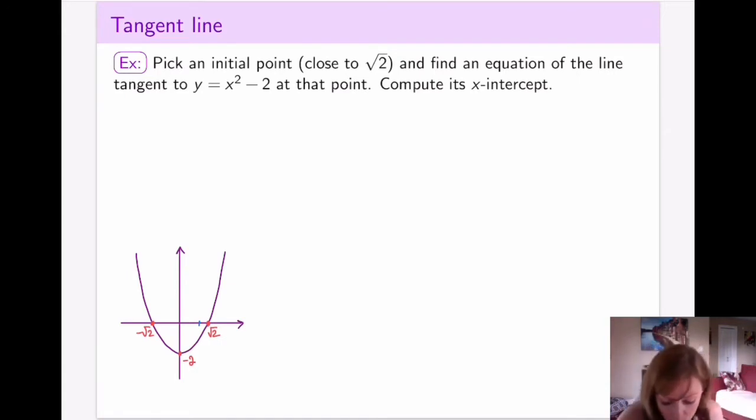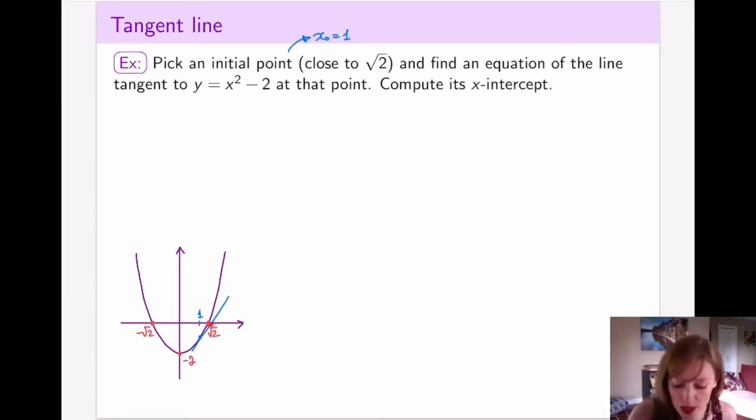And what's going to happen graphically is I'm going to construct a tangent line to my parabola at this point, and then compute the x-intercept of this line. Notice that the x-intercept of my line right here is really, really close already to the x-intercept of my function, which is the square root of 2. So I can already see visually that my approximation is going to be a very good one right after one step.